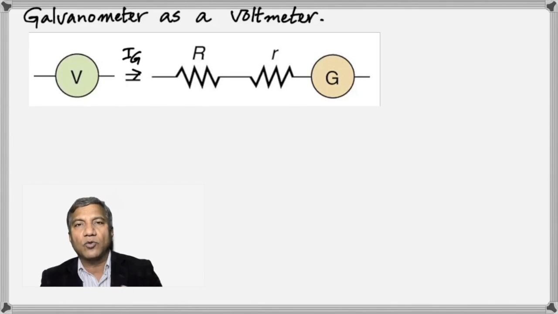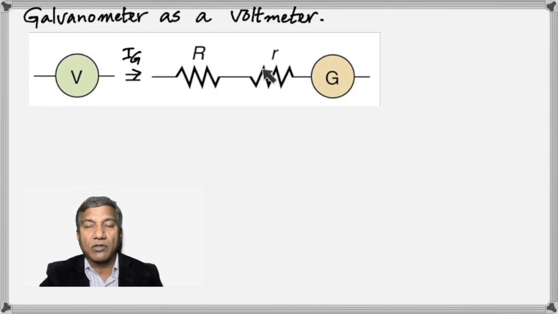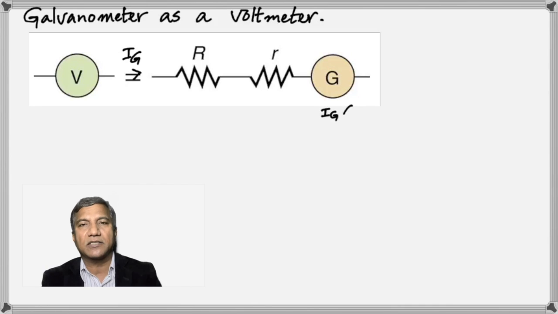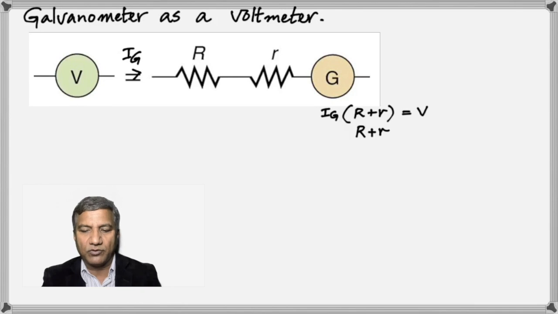So when it flows through that path, the total resistance of the path is R plus R. And so when you multiply IG times R plus R, we must get the voltage to be measured. So that's the idea, simple application of Ohm's law. So IG multiplied by R plus R must give you the voltage.